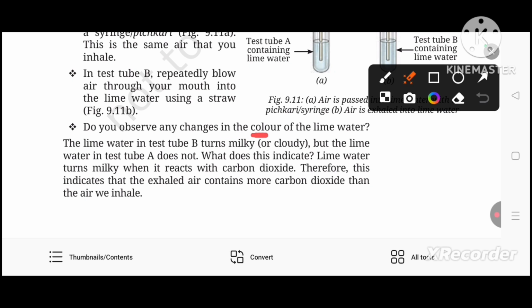Do you observe any change in the color of the lime water? The lime water of test tube B turns milky or cloudy, but the lime water of test tube A does not. What does this indicate? The lime water turns milky because it reacts with carbon dioxide. When lime water comes in contact with carbon dioxide, it gets milky. Therefore, this indicates that the exhaled air contains more carbon dioxide than the air that we inhale.